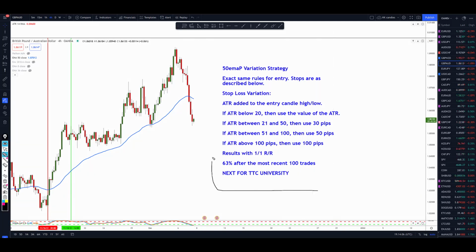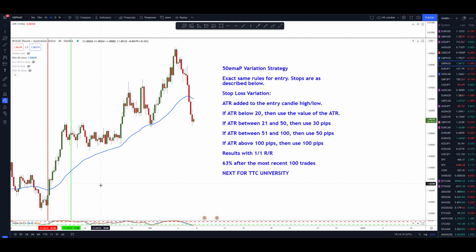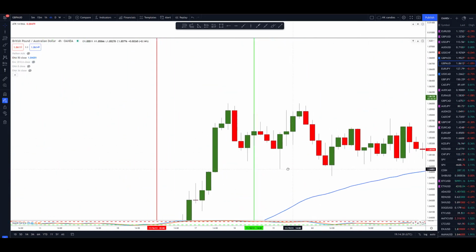Screenshot this if you would like to, or write it down with a pen and paper so you can have it beside you. Essentially, this is the part you're going to need because this is the formula that we are going to be using for stop losses today. So screenshot it if you'd like to, but let's go ahead and look at an actual chart and discuss our first way, which is if the ATR is below 20, we're using the value of the ATR as a stop loss. So I'm going to scroll over here to our very latest trade on the pound Aussie.